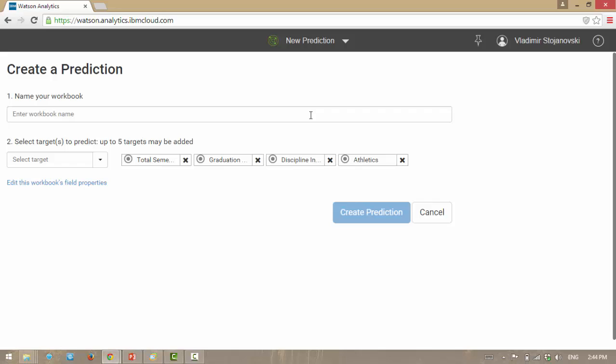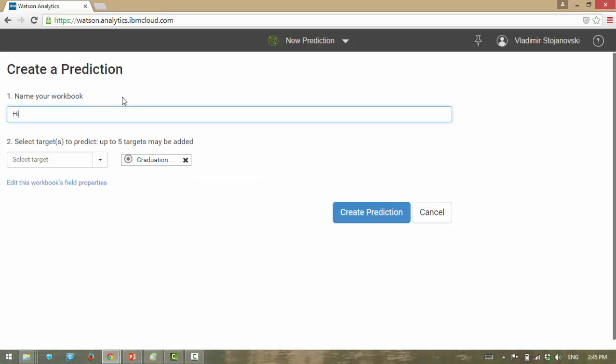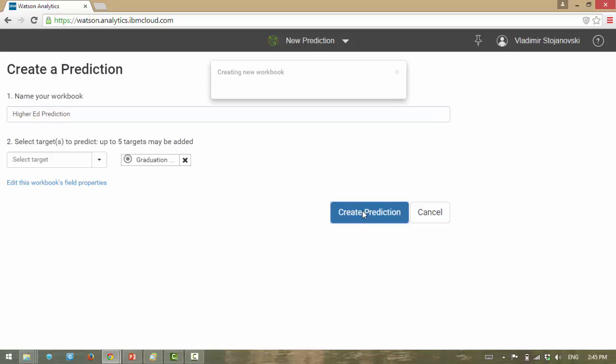We will create a new prediction that will tell us the drivers of graduation rates. By default, Watson Analytics will find some things that it believes are interesting to predict. So here it's found total semesters, graduation rates, discipline infraction, and athletics. We want to focus on graduation rates for simplicity, so we'll go ahead and eliminate these other targets. And we'll call this higher ed prediction.